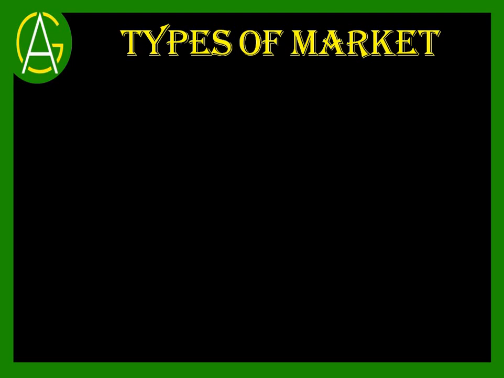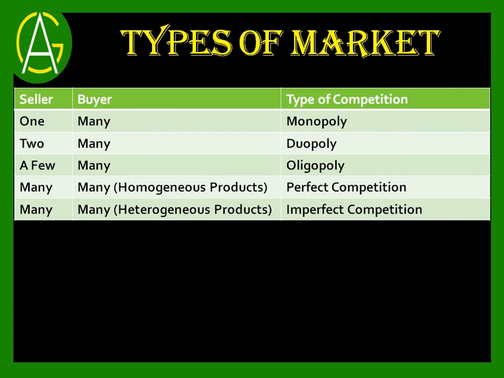Friends, we had already learned the types of market in unit number 1. But here we have to categorize the market into two different viewpoints. First, let us see competition from the buyer's viewpoint, and then competition from the seller's viewpoint. Let us see when competition is from the seller's viewpoint.